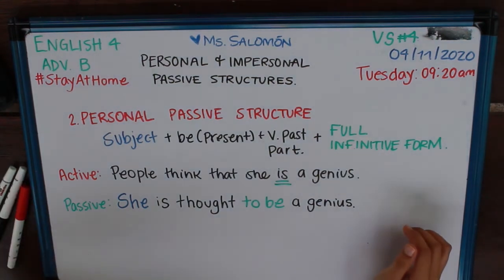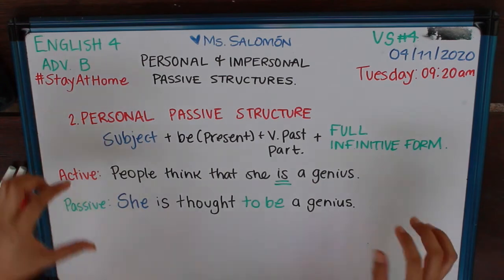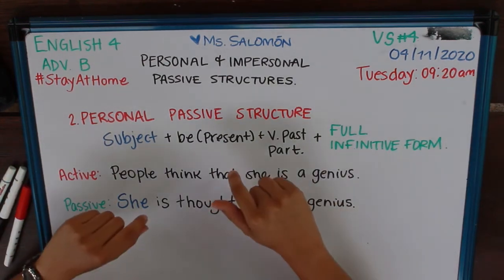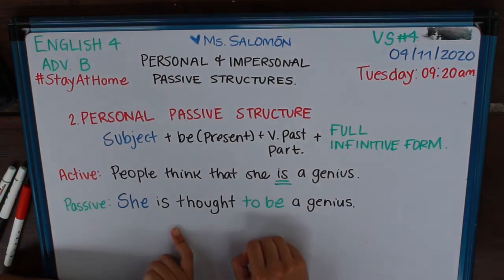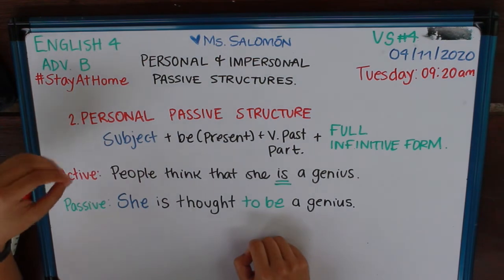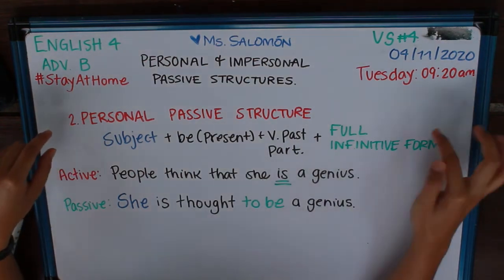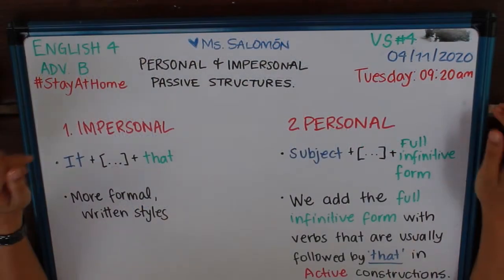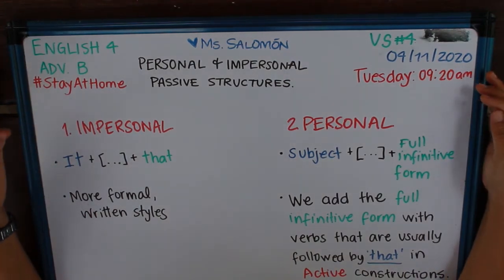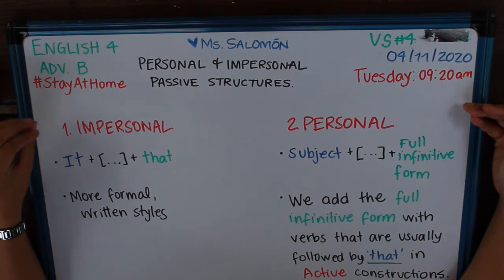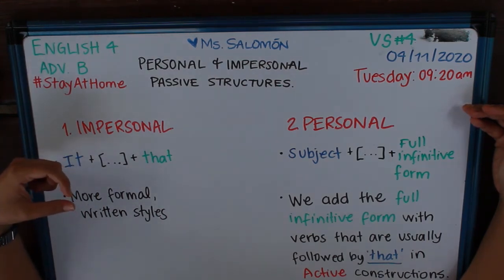So, in this pattern, we start with the subject of the reported clause, which is followed by the passive reporting verb, and the full infinitive form of the verb in the reported clause. We use this pattern with the same verbs that are usually followed by a that clause in the active form, which are the ones that I gave you at the beginning of the video. So, in a nutshell, impersonal and personal passive structures are used when we want to report information in a formal way or whenever we don't want to state the source of information.